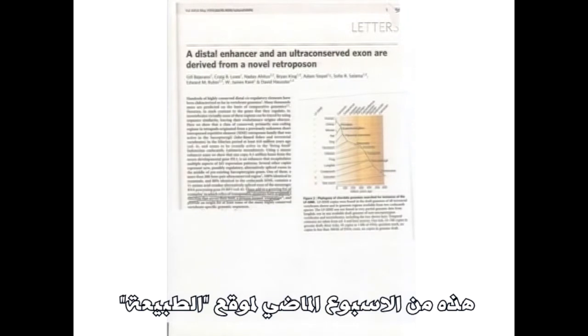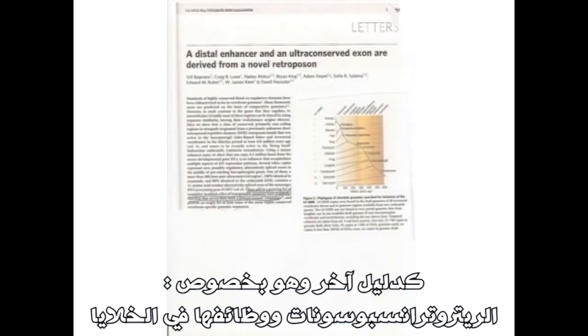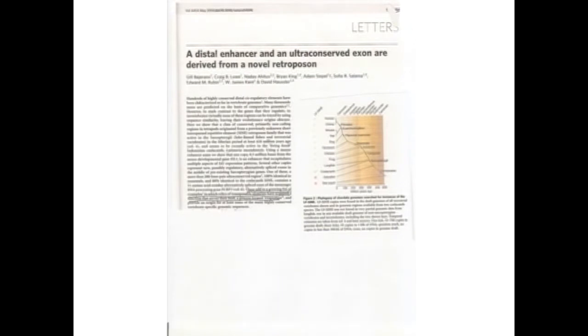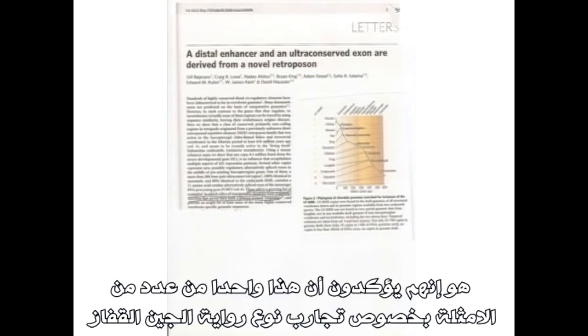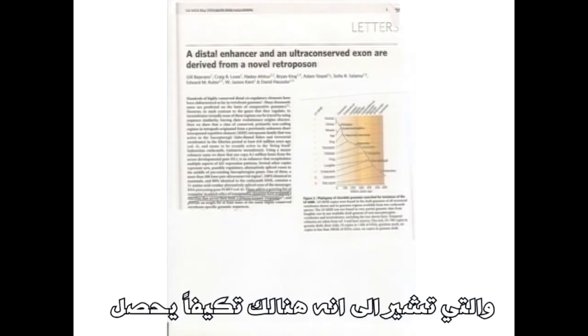This is from last week's Nature. It's another line of evidence, in terms of retrotransposons and their functions in cells. You probably can't see it here, but the basic point is that they assert that this is one of a number of examples, in terms of these novel jumping gene experiments, that indicate that there is exaptation occurring.